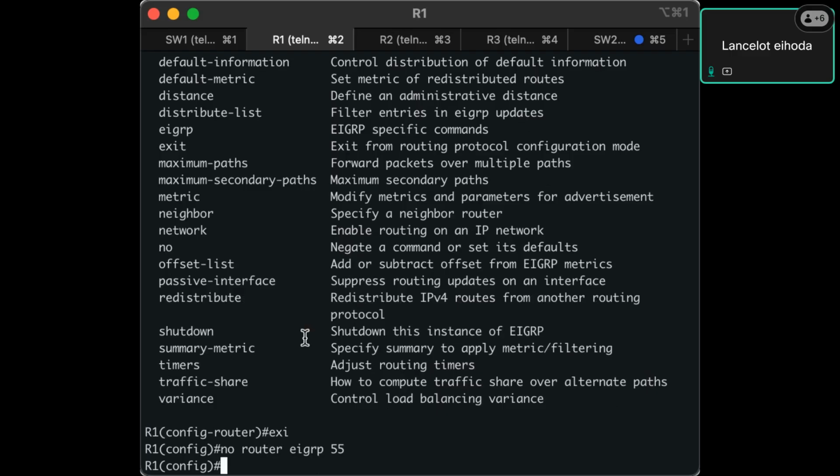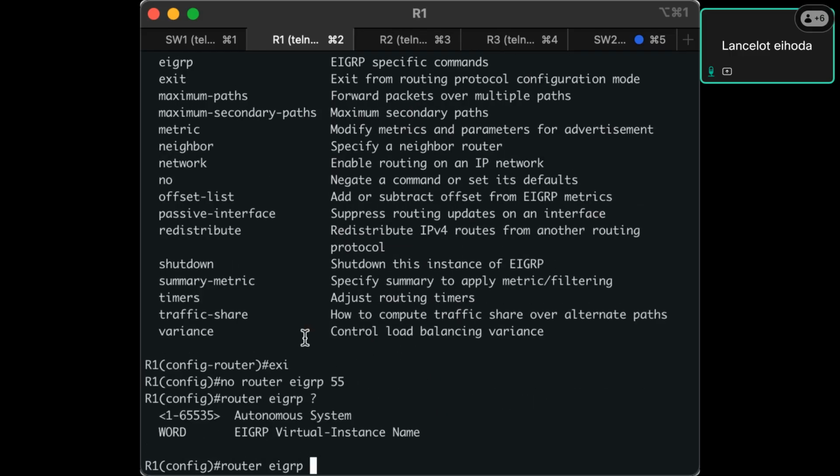In name mode, I actually have to give it a name. Now I can specify an address family under named mode. IPv4 and IPv6 are all in the same space, unlike in the old classic mode, where they have to be in different spaces. So we said we are doing router EIGRP Malik, and you see it will tell you the autonomous system number, which is in the range of 1 to 65535, or a word. So we are going to say Malik.